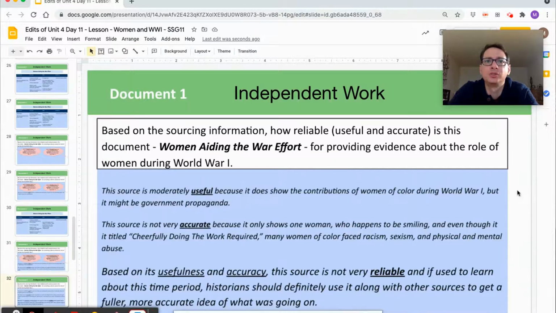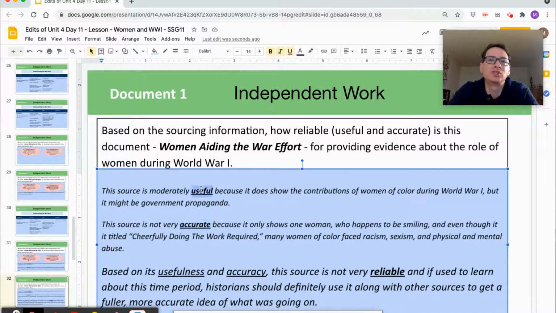The last thing to do is to combine both of these ideas and make one statement regarding its reliability. Well, based on what I wrote for both its accuracy and usefulness, I don't think that this source is very, very reliable, but that doesn't mean we shouldn't use it. After all, this woman was smiling while doing the work during World War I. However, and you can see that I wrote here, we should go out of our way to find additional sources that will ensure we do get a fuller, more accurate idea of what was going on at the time.